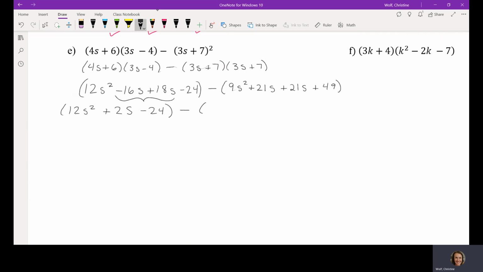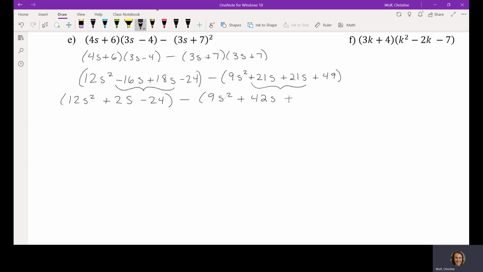So in the second bracket, 9s squared has no one to join with, but then again, I can combine those two guys in the middle. 21s plus 21s would be 42s, and then that 49 tacked on.